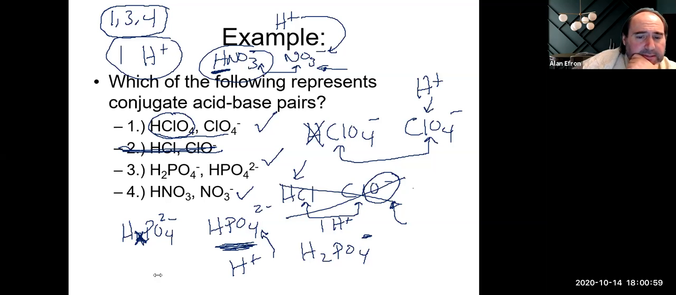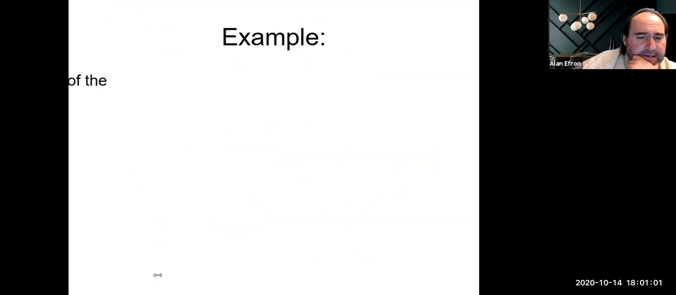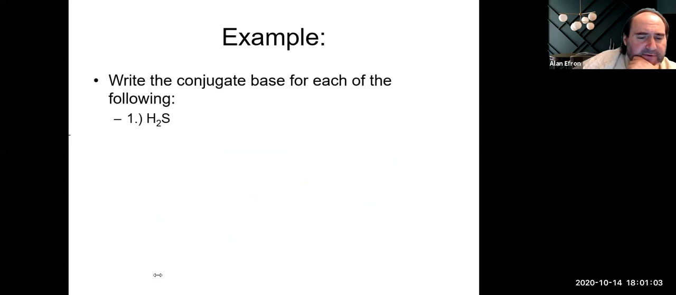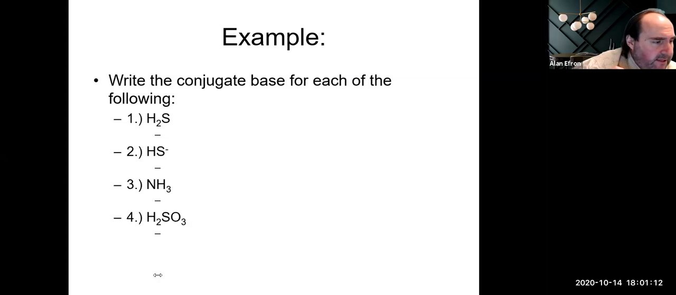Okay. So why don't you try these here? We want to write the conjugate base for each of these. For each of these, write what you think the conjugate base should be. So take a minute or so and try to come up with it.